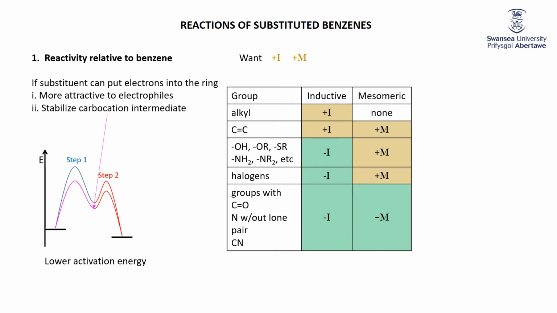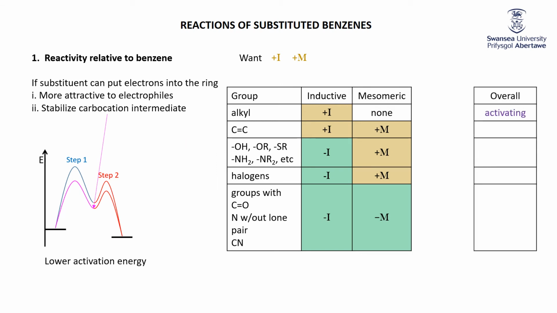But now when we look at the mesomeric effects, alkyl groups don't have any pi electrons, so no mesomeric effect. Alkenes have a positive mesomeric effect. We've got, of course, these groups down here with the negative mesomeric effect. So we can immediately say that alkyl groups are going to be good. You've got a positive inductive effect, no mesomeric effect. It's going to activate the ring. It's going to put electrons into the ring. It will be more reactive.